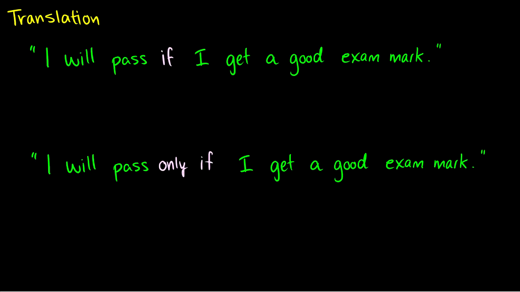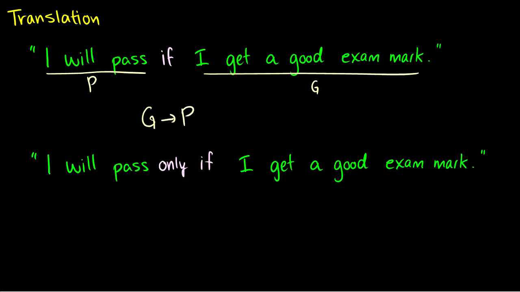So here I have: I will pass if I get a good exam mark. I will pass, let's call this P, and I get a good exam mark, let's call this G. So I will pass if I get a good exam mark says G arrow P. So if I get a good exam mark, then I will pass. This means that if you get a good exam mark and you don't pass, then it's false.